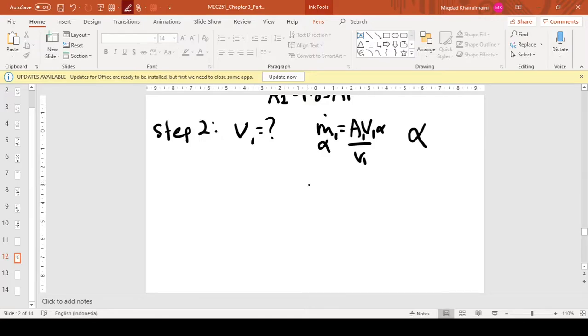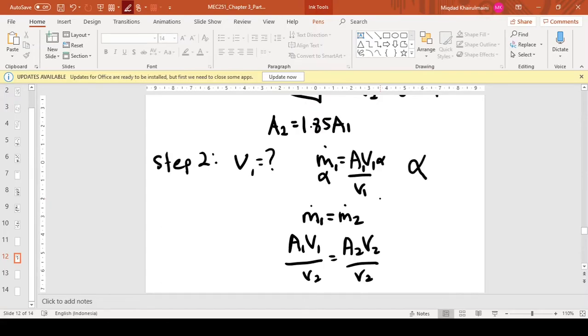Okay, so what is the next option? The next option is the conservation of mass principle, or the continuity equation, which we know is that the mass flow rate at the inlet is equal to the mass flow rate at the exit. So when we expand this equation as follows, we can try to substitute.